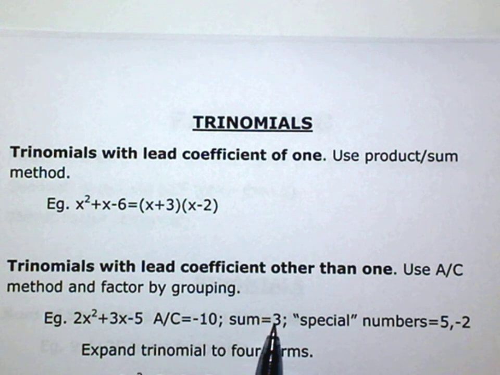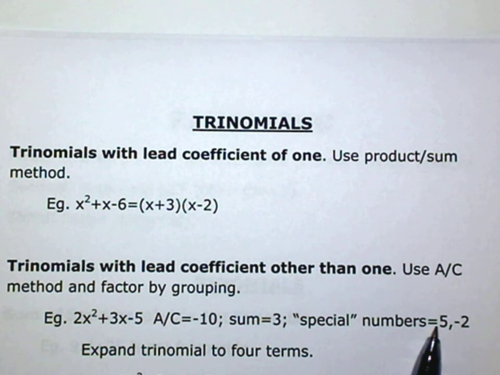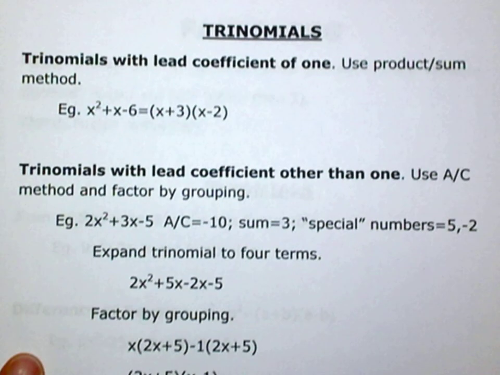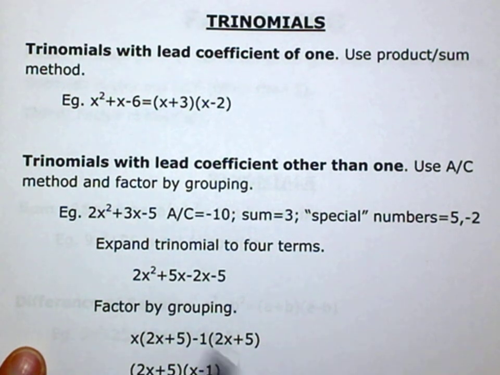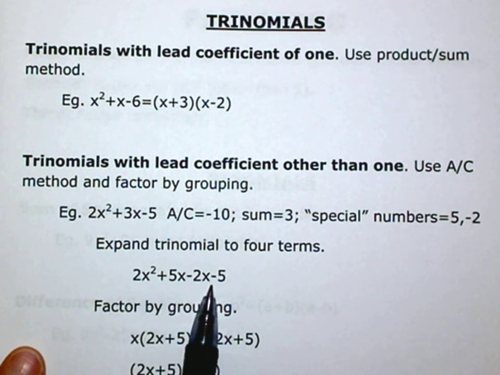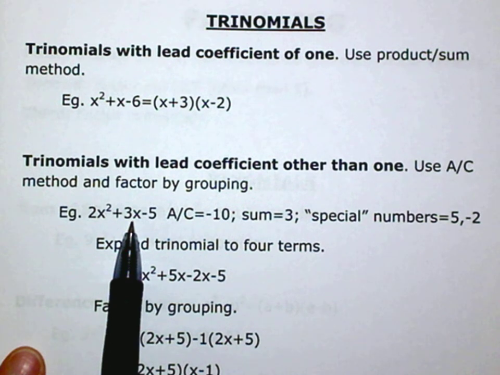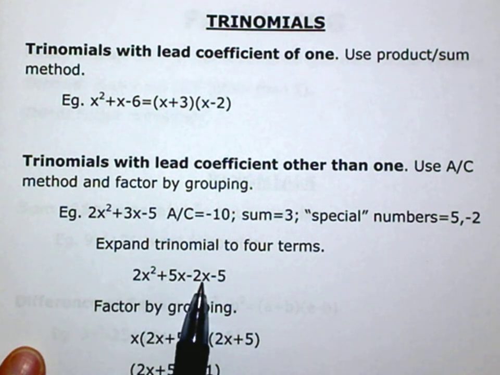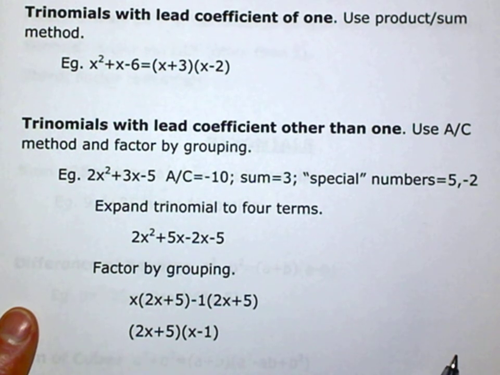Our middle number is 3. The numbers that we call the special numbers that multiply to give us -10, that add to give us 3, are the numbers 5 and -2. Using these special numbers, we expand the trinomial to 4 terms. The trinomial becomes a 4-term polynomial by splitting the middle term into 2 terms using the special numbers that we found. And then we finish the process by factoring by grouping.